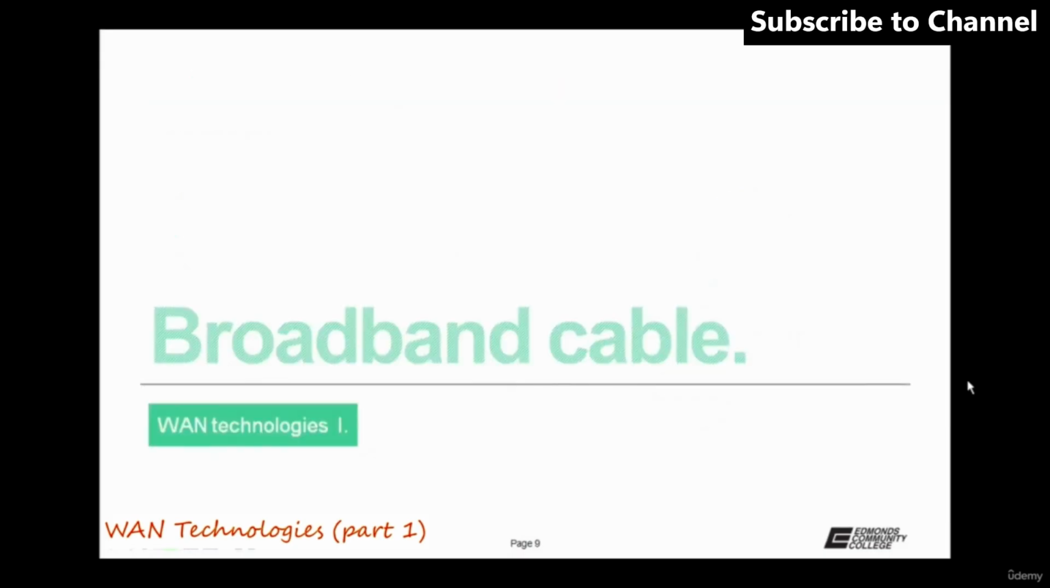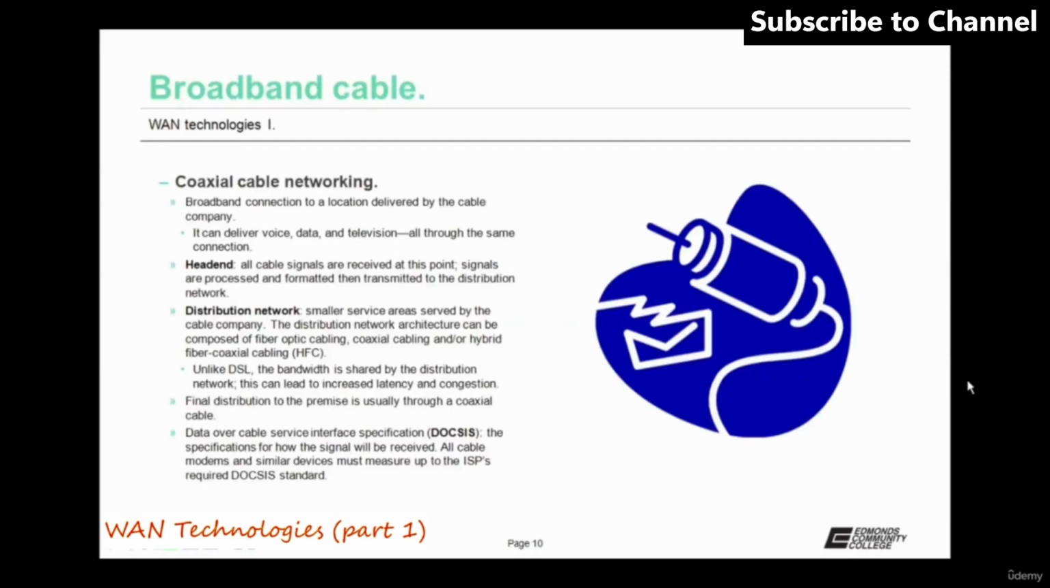Now that the PSTN is out of the way, let's move on to broadband cable. Broadband cable is coaxial cable networking. It's a broadband connection to a location delivered by the cable company. Broadband cable can deliver voice, data, and television all through the same connection. And the way it works is the digital signal is delivered to the head-end.